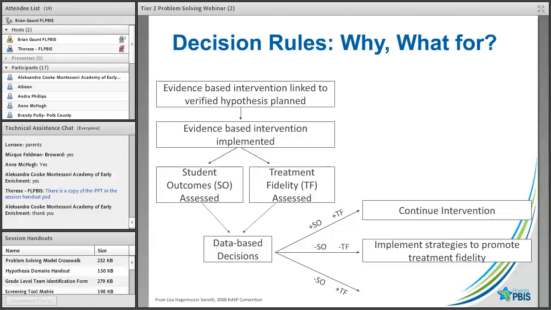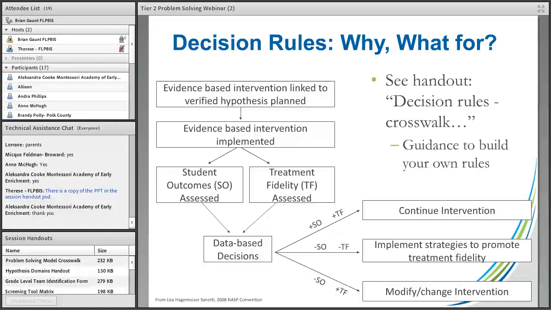And then another option is our outcomes are poor, we're not getting what we want out of this, but we're using it the way we intended to. The fidelity is high. And in those situations, maybe we need to modify or completely change the intervention altogether. But when we have the combination of data, student progress and fidelity data, that's when we can make the most effective decisions. If we're only doing that with student data, we run the risk of making very poor decisions.